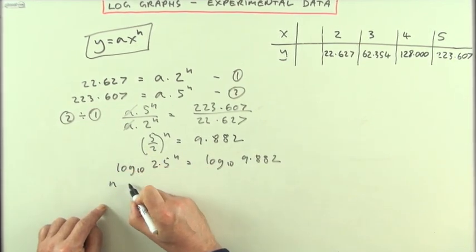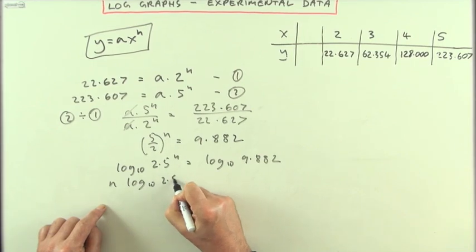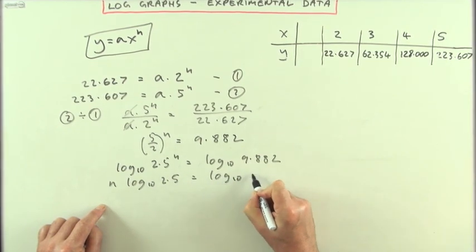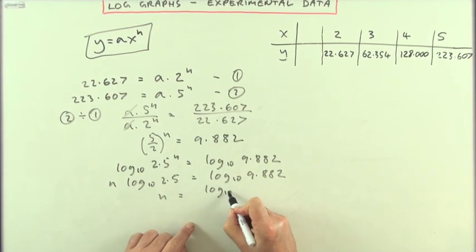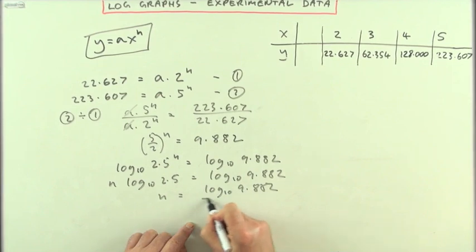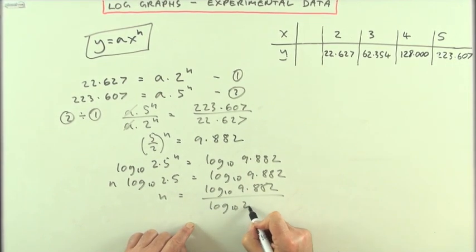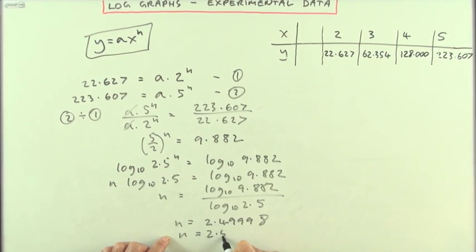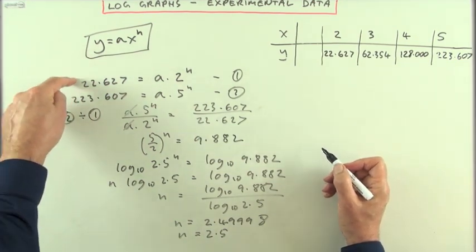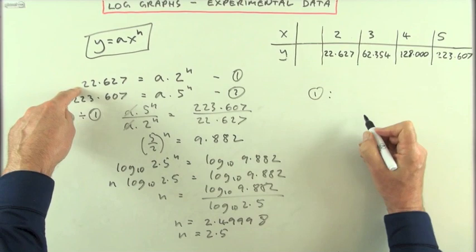That means I can pop that power out. And then finally divide them. So log base 10 of 9.882 divided by log base 10 of 2.5, finally giving me n, which rounds off to 2.5. I've still to find what a is, but having found n, I can pop into one of those, like equation 1, and then just rewrite that.